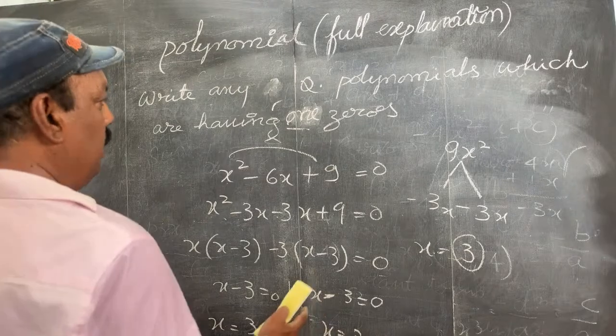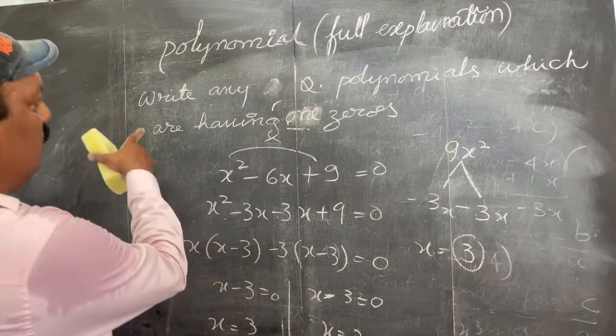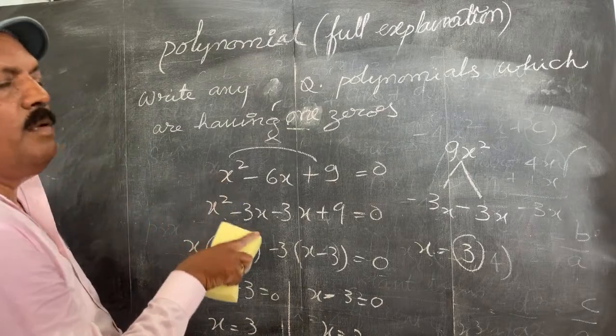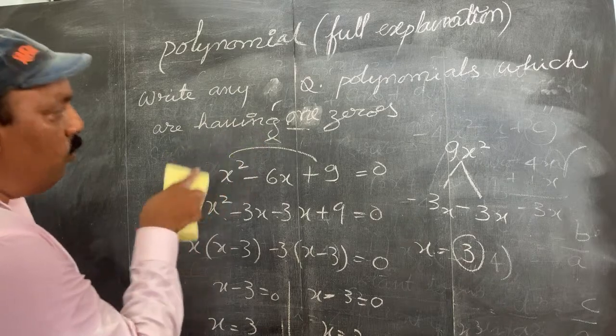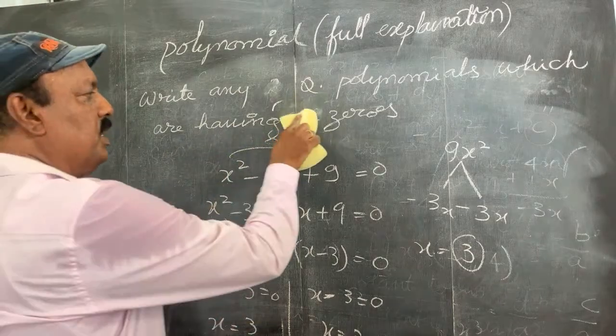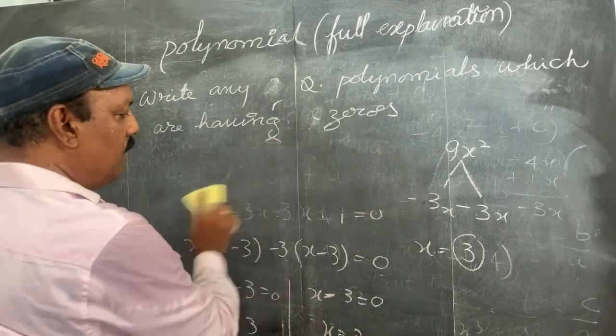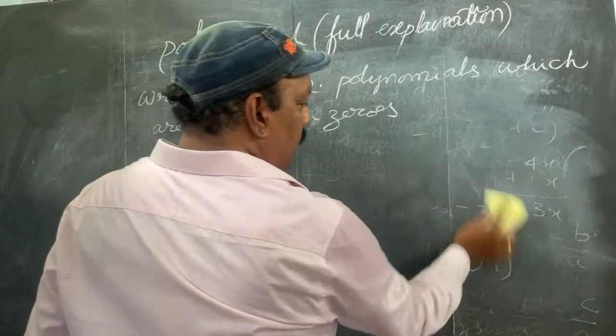Okay. Now after this, first I explained the polynomial which is having two zeros. Now I explained the polynomial which is having 1 zero. Now I am going to explain the polynomial having no zeros. Zeros ఉండవు. ఒక జీరో కాదు, రెండు జీరోలు కాదు, అసలు zeros ఏ ఉండవు. I want to prove that one with an example.